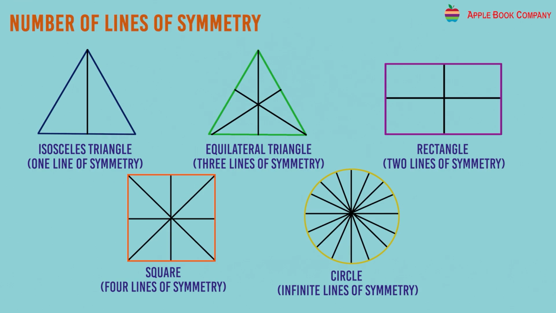Number of lines of symmetry. We know the number of lines of symmetry of some common shapes. Isosceles triangle, 1 line of symmetry. Equilateral triangle, 3 lines of symmetry. Rectangle, 2 lines of symmetry. Square, 4 lines of symmetry. Circle, infinite lines of symmetry.